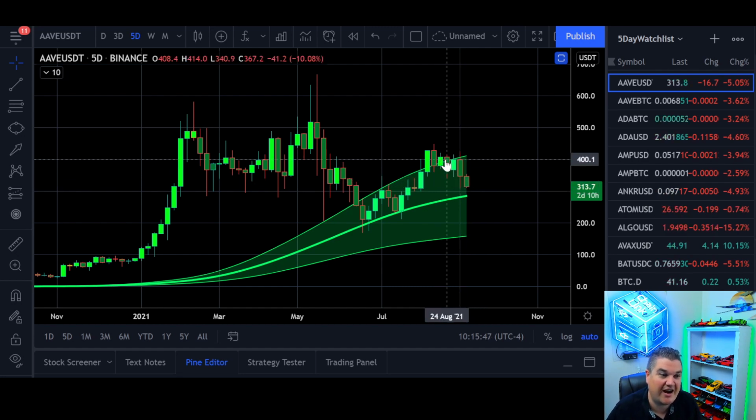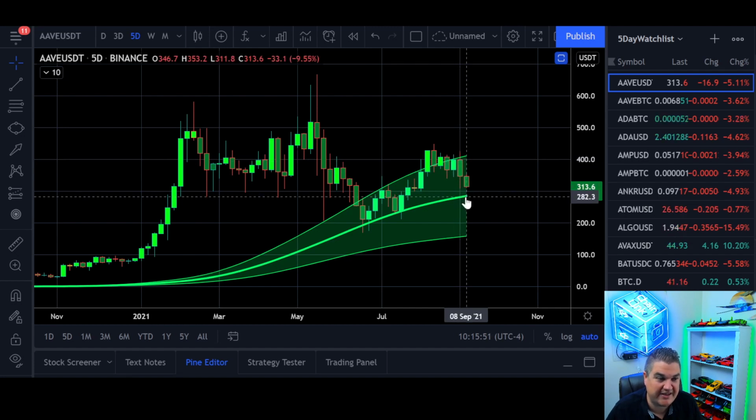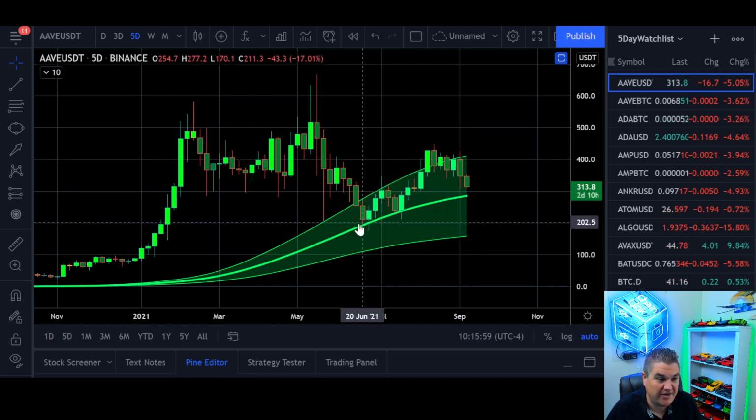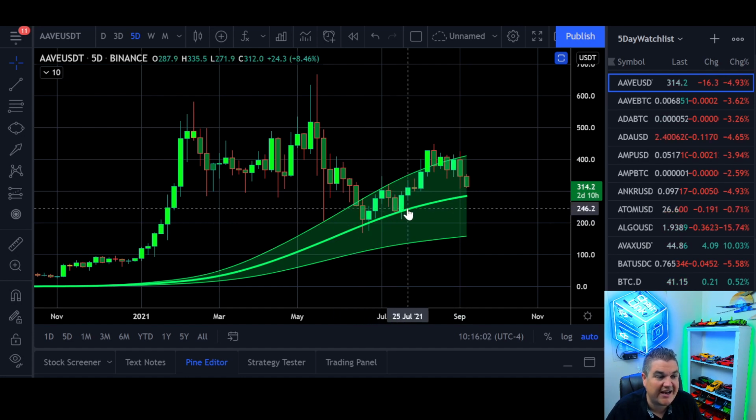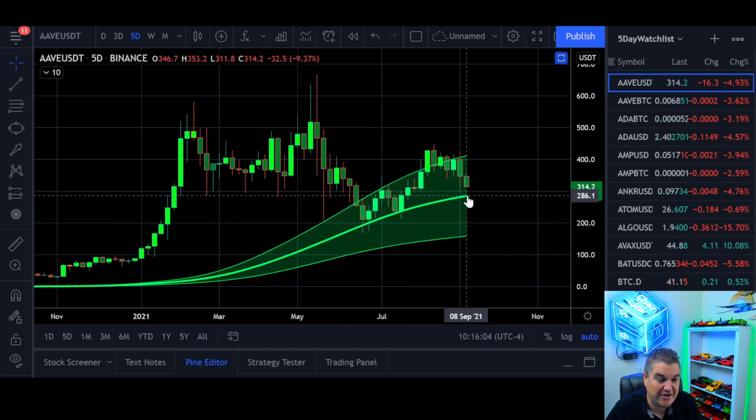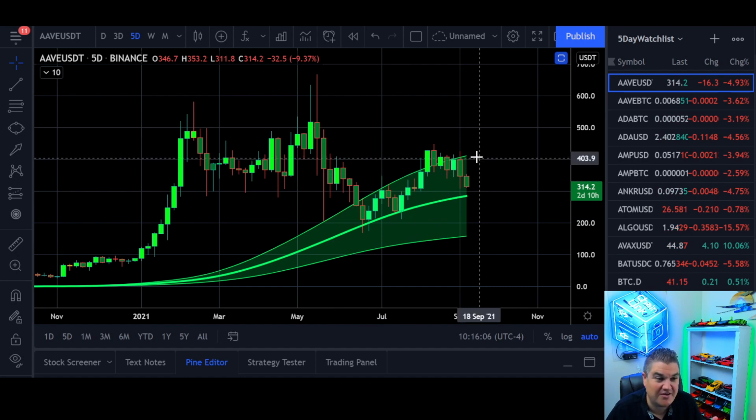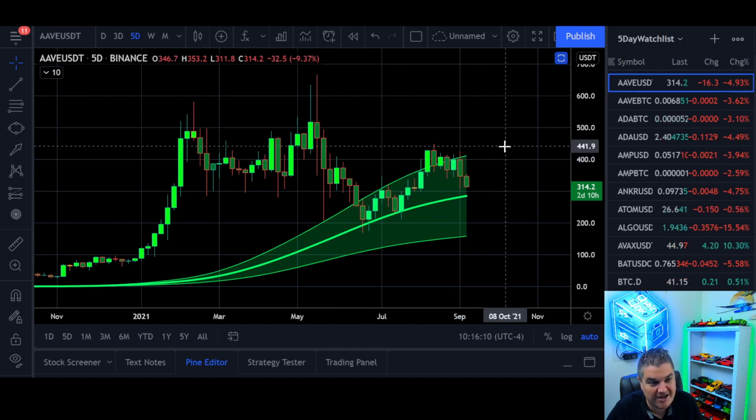Well, the odds are after you break support on the top line, you're going to come down to your median line. That number right now is roughly 288. So let's watch that for Aave for support, which held great all the way back through June and July. After we do that, if we come back up, the odds are we're going to retest this upper line. Now you can see the trajectory of this is coming up.